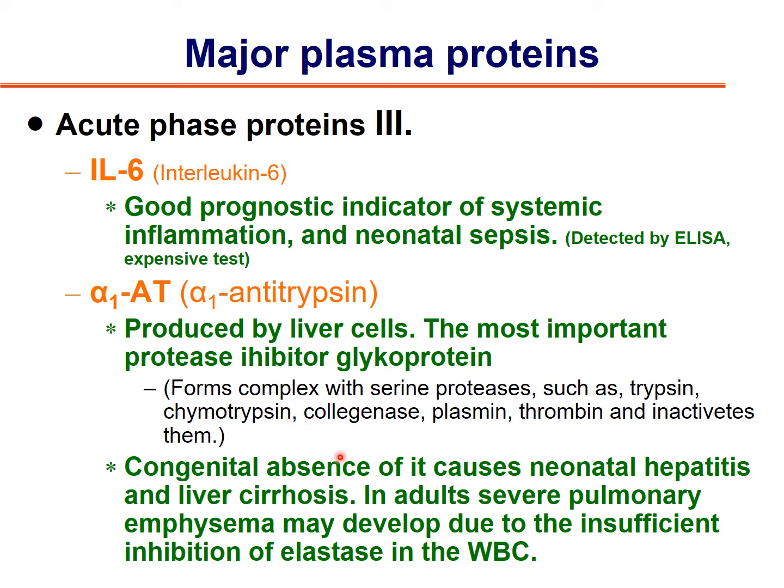This is emphysema. If I want to refer to emphysema or COPD, for example, alpha-1 antitrypsin deficiency can cause emphysema. A congenital absence causes neonatal hepatitis and liver cirrhosis. In adults, severe pulmonary emphysema may develop due to insufficient inhibition of elastase in the white blood cells, mostly the neutrophil granulocytes.